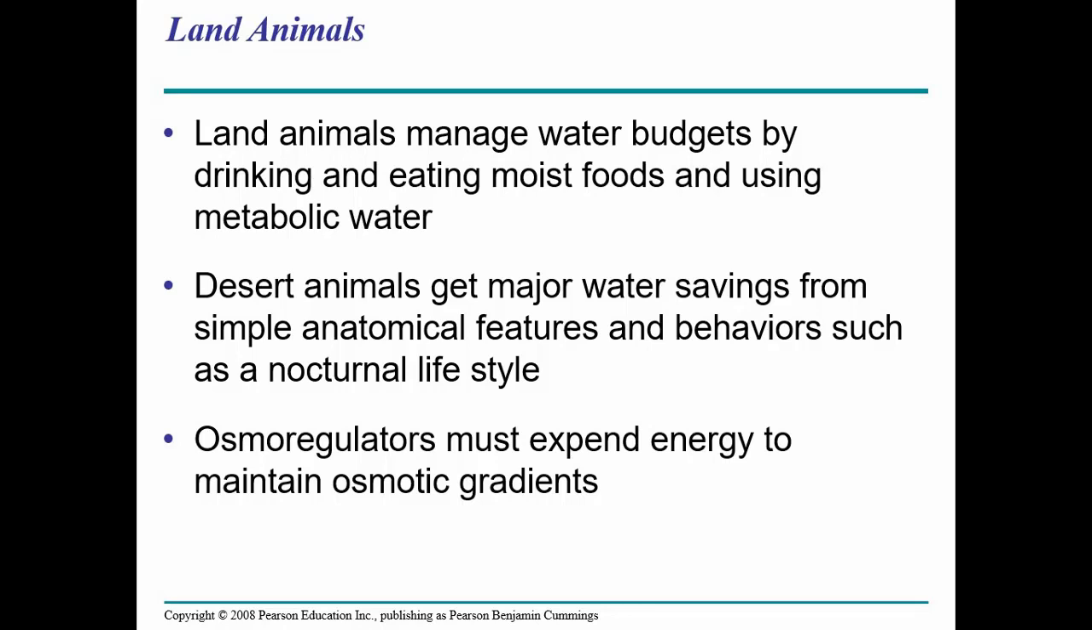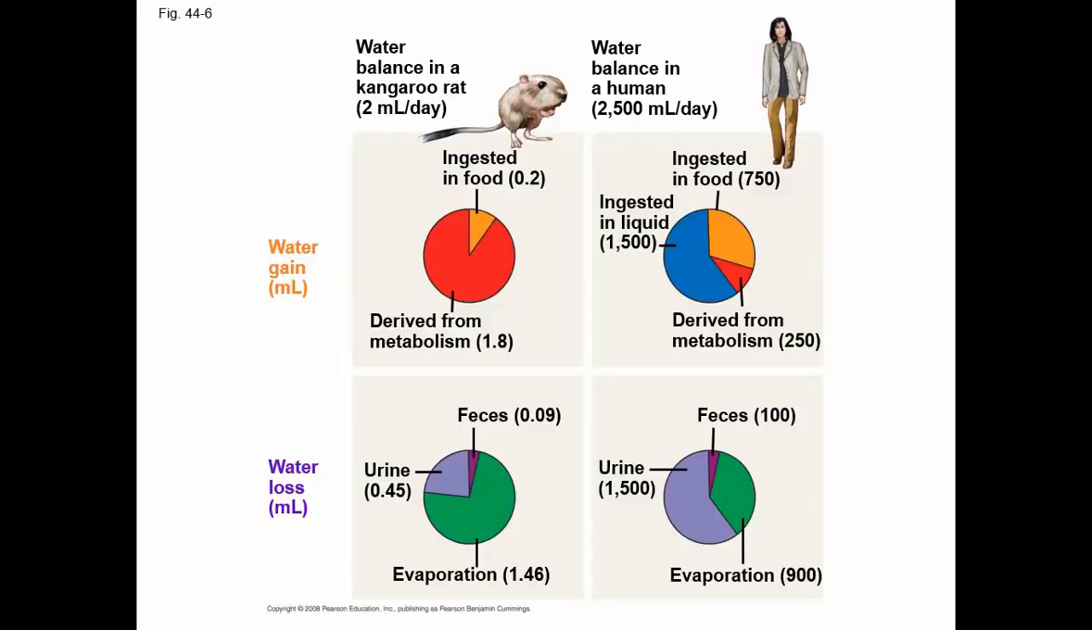Why? Because, for example, a human is the kind of animal that needs to maintain or regulate the balance between the water inside and outside the body. And to do that, there's nothing free. So because we need to maintain that, we also need to spend extra energy to do that. Let's see the comparison between human and kangaroo rat, because we and kangaroo rat live in very different environments.